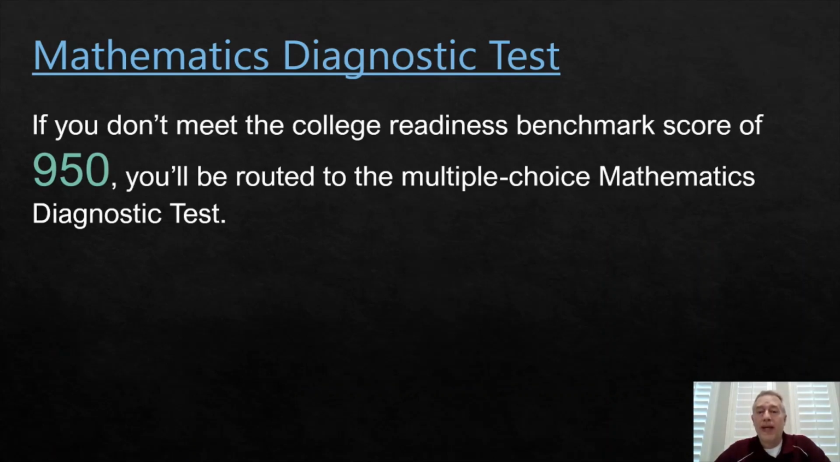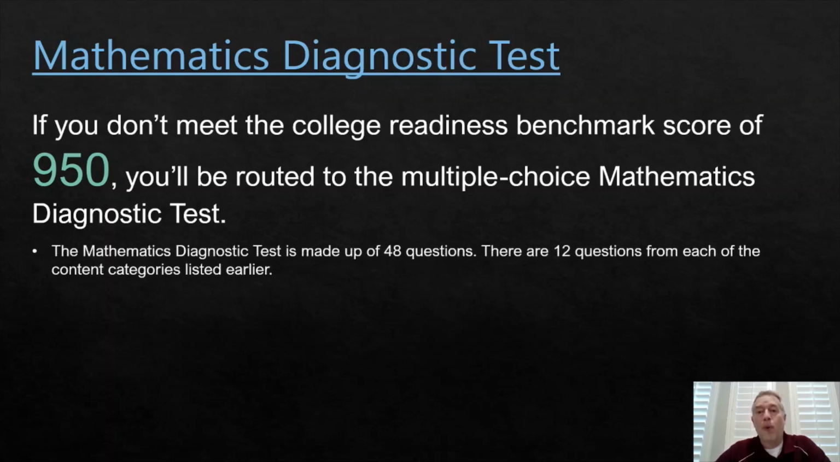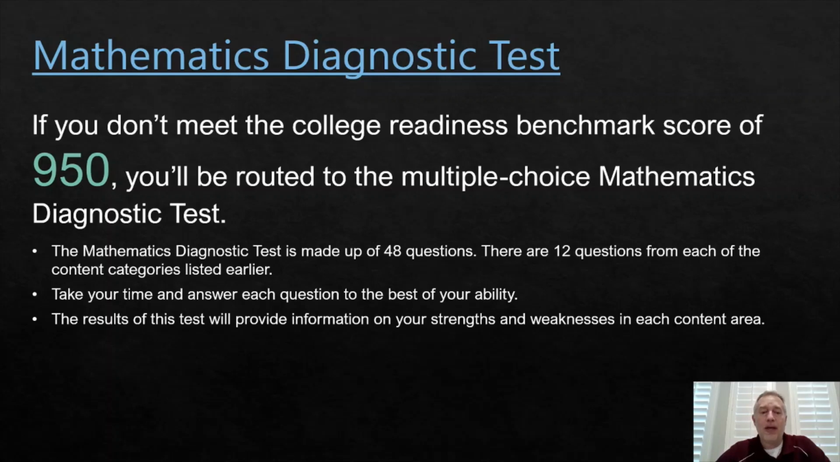Now, if we don't meet the college readiness benchmark score of this 950, we're going to have to take a multiple choice diagnostics test. This test consists of 48 questions. We just took 20, now we have to take another 48. Basically, it's 12 more questions from each of those content categories that we just talked about. Okay, take your time though. Remember, it's an untimed test. And the reason this diagnostic test can be so helpful, the results here will let you know where we're strong and where we're weak. What do we need to work on so that we can reach our goal?